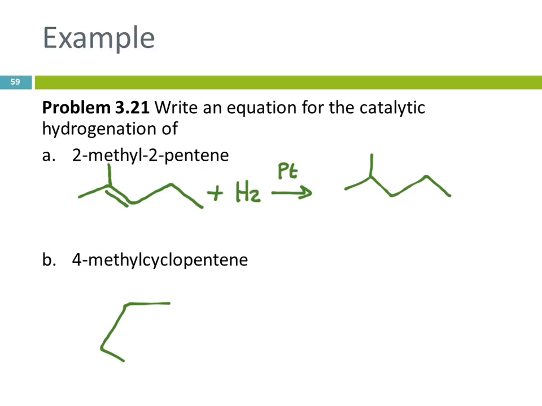4-methylcyclopentene. So there's cyclopentane. Cyclopentene will have a double bond. The double bond is assumed to start at carbon number 1. I'm just going to number clockwise because that just seems more normal to me. So this would be carbon number 1, 2, 3, 4, and so we've got a methyl group down there. Plus hydrogen. Well, let's call it nickel this time. It's a metal catalyst.